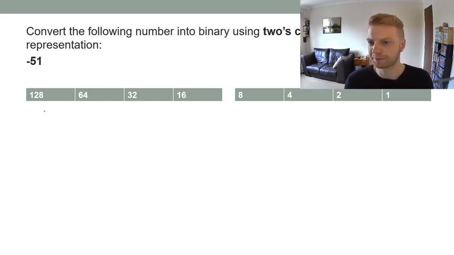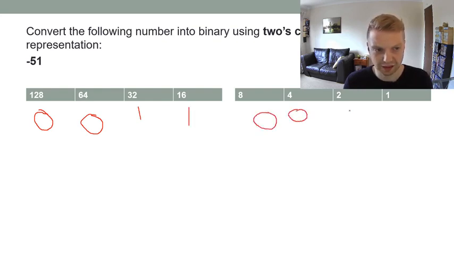So 51. 128 doesn't fit into 51. 64 doesn't either. 32 does, so you put a 1. That leaves us with 19, I believe. So you get 16, and then finish it off with that. Just like the Nat 5, that's what you've got to do.